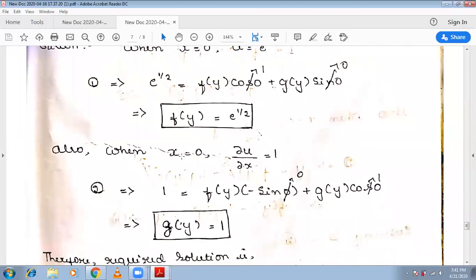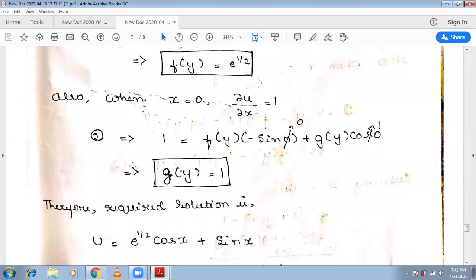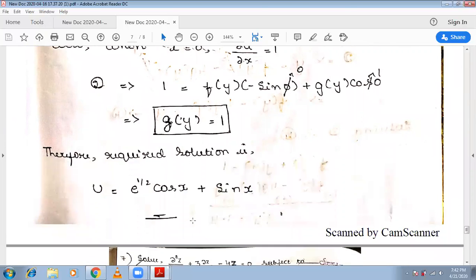Next apply the conditions x = 0 and ∂u/∂x = 1 in equation 2. We get g(y) = 1. Apply the f(y) value and g(y) value in equation 1. We get u = e^(1/2) into (cos x + sin x). This is the required solution.